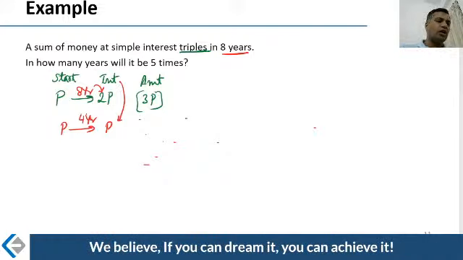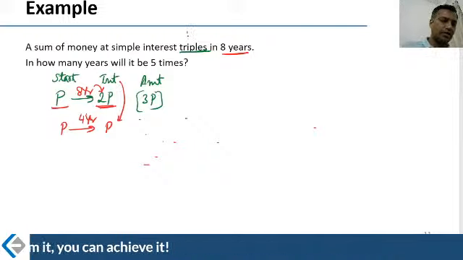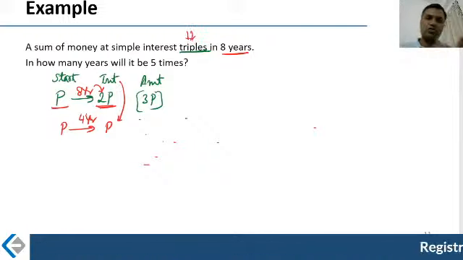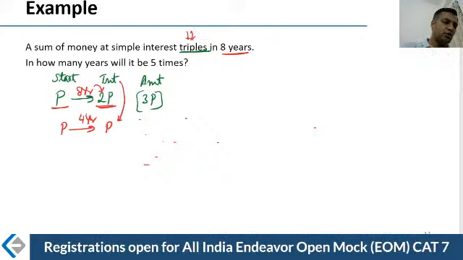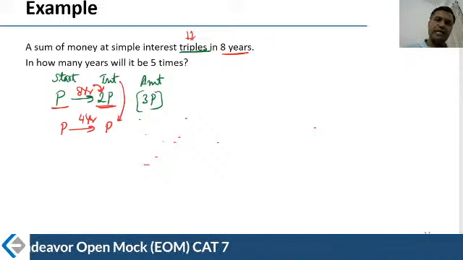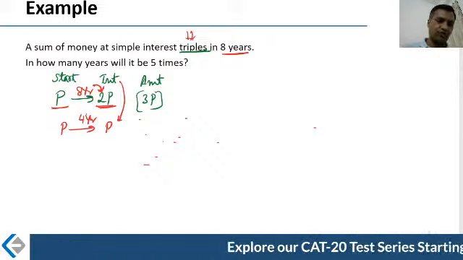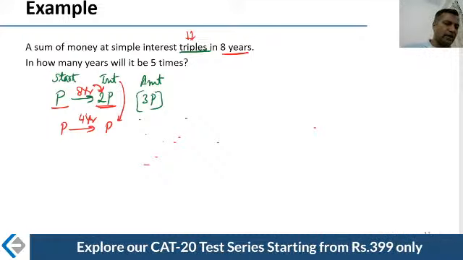Now to earn 2P as an interest, you started with P. To earn 2P as an interest, not amount, it triples. So triples is the amount, 3 times is the amount. I'm just focusing on the interest part. Interest part is 2P. To earn 2P as the interest, it took 8 years. Therefore, how much time will it take to earn P as the interest? 4 years. Therefore, it takes 4 years to do this. Great.